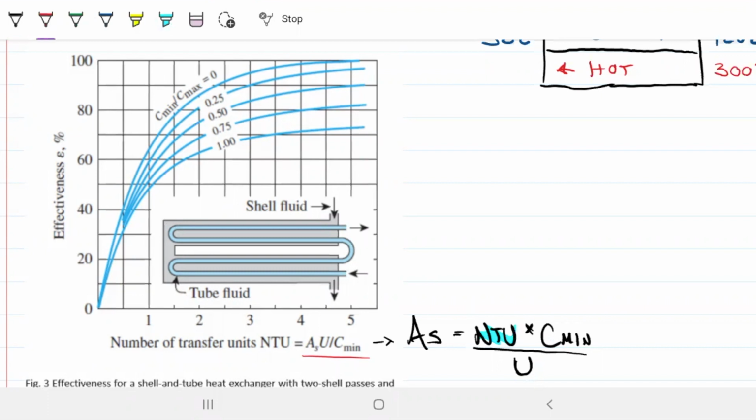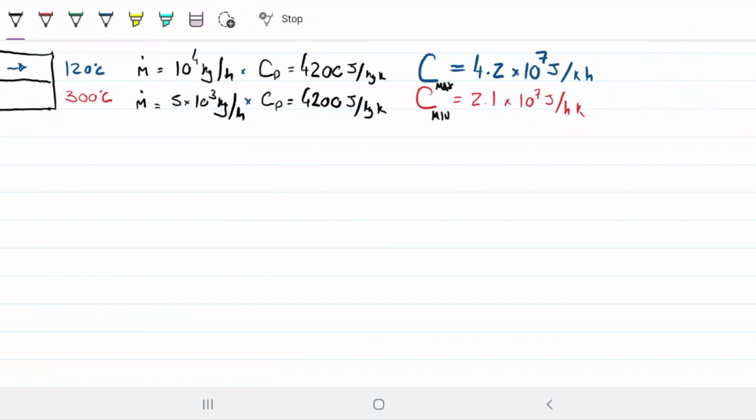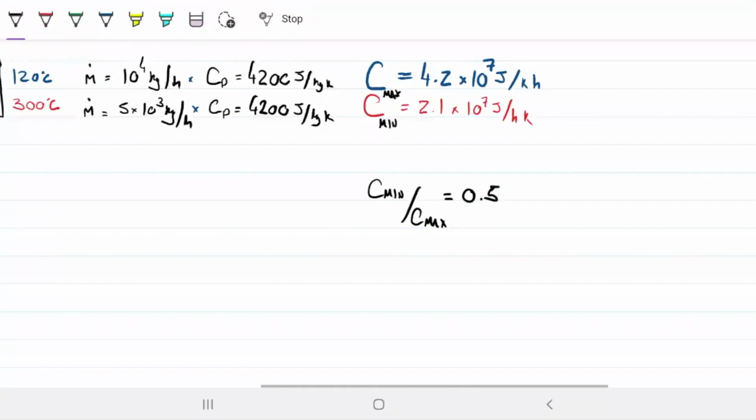Okay, so check out. If we already have this ratio here between C min and C max, and if we can get our hands on the effectiveness, then we can find the NTU. With the NTU, we can plug it in here and then find the surface area. So all we need to find is the effectiveness, and we should be good to go. We can find the ratio just now because it's right in front of us. C min divided by C max is just 0.5, right? So we can just leave this because we're going to eventually need it.